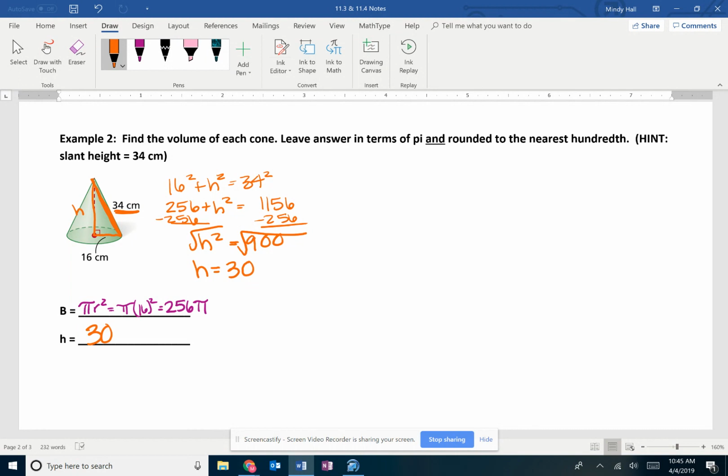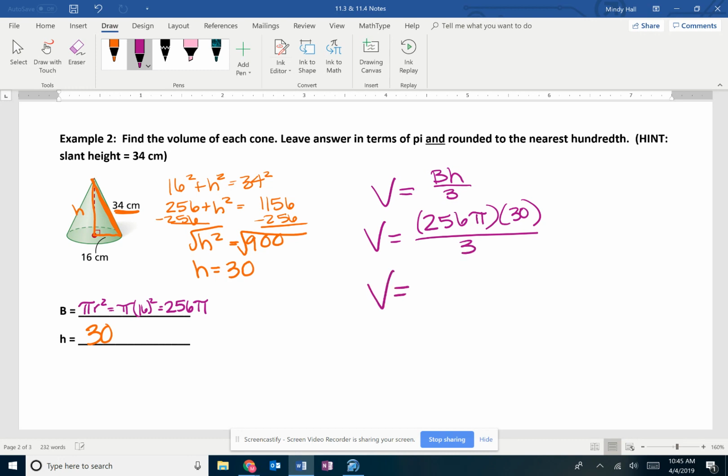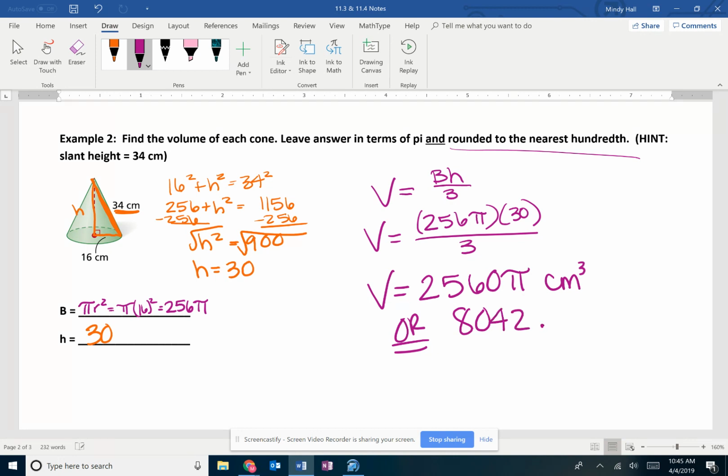So now that we have our actual height and our base area, we can plug it right into the formula. So volume equals base area times height divided by 3. My base area was 256 pi, and my height was 30. So then 256 times 30 divided by 3 gives you 2,560 pi centimeters cubed, or remember, round it to nearest hundredth, we would multiply this by pi, and that would give us 8,042.477. So since we're going nearest hundredth, we're going to look at this 7. That 7 tells us to round up, so it's going to be 0.48 centimeters cubed.